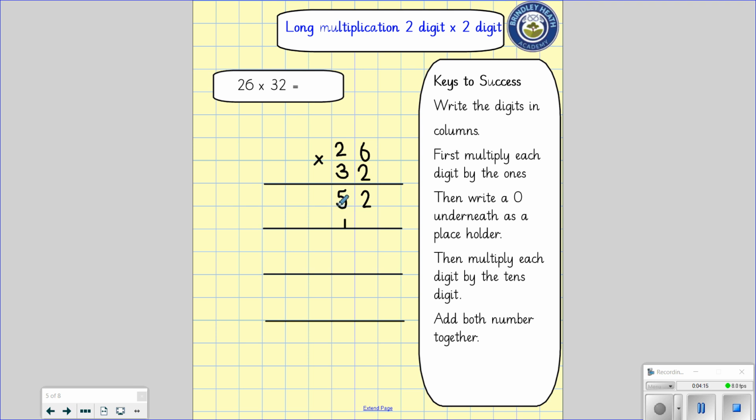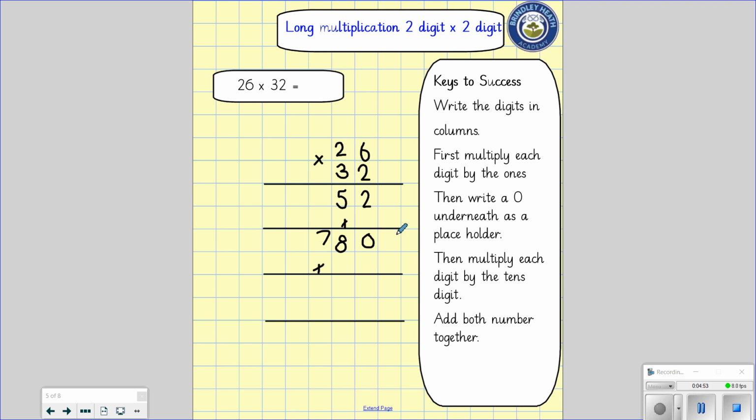Okay. The next thing I'm going to do is multiply each of these numbers by the tens digit. Before I do that, because I'm multiplying by 10, I have to remember to bring my 0 down as my placeholder. So I'm going to now do 3 multiplied by 6, which is 18. And then I'm going to do 3 multiplied by 2, which is 6, and then add on the extra 1 to give me 7.